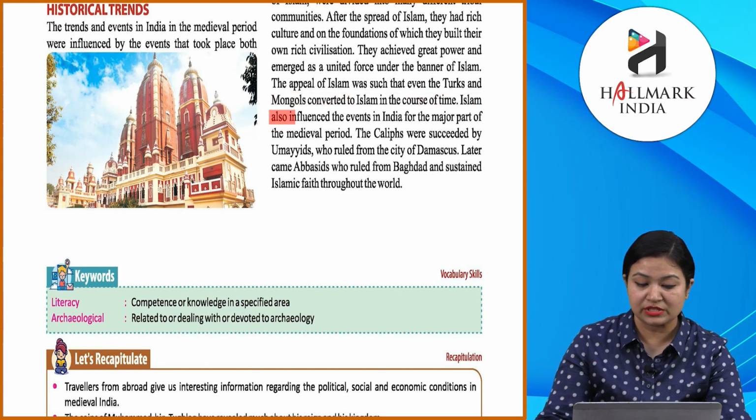Islam also influenced the events in India for the major part of the medieval period. The caliphs were succeeded by the Umayyads, who ruled from the city of Damascus. Later came the Abbasids, who ruled from Baghdad and sustained the Islamic faith throughout the world.